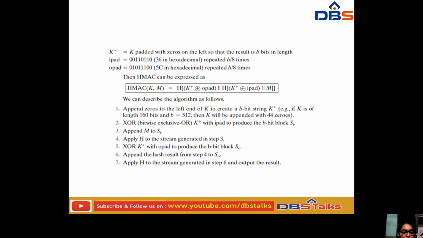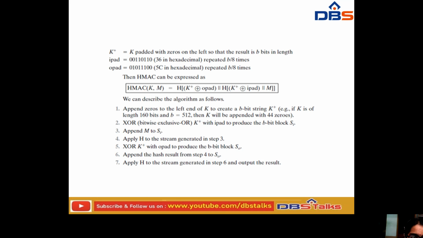So we have to append M to Si, and next we have to apply H to the stream generated in step 3. And next we have to apply the XOR operation for K plus with opad to produce the B bit block So. And next we have to append the hash result from step 4 to So. Then we apply H to the stream generated in step 6 and output the result. Okay, this is how we are going to perform these calculations.